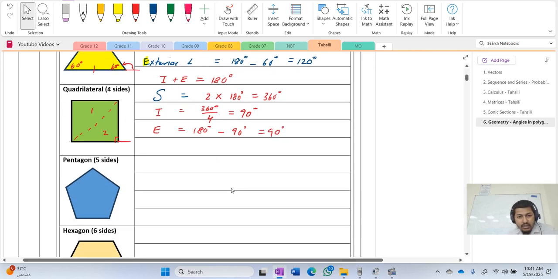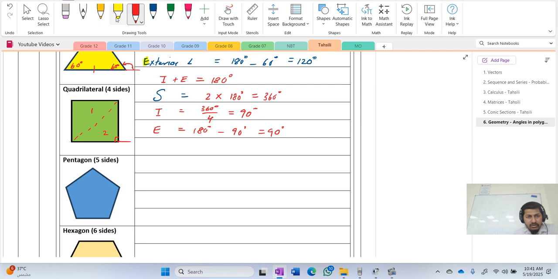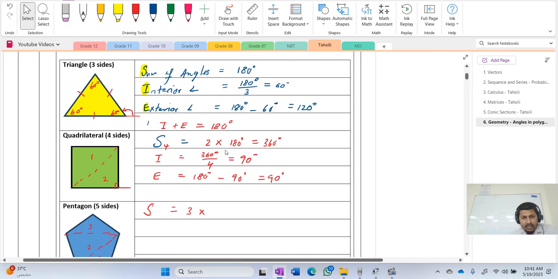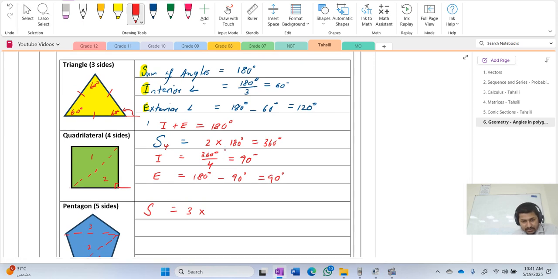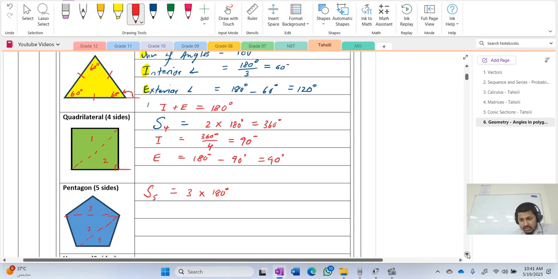Remember the pentagon. A pentagon has 5 equal sides. We can fit 3 different triangles here without overlapping diagonals. So this is 1, 2, 3. So we got 3 triangles, and we can use a number pattern here. This is S4, the 4-sided quadrilateral, and this is S3, so this will become S5, 5 sides, so 3 times 180 degrees. 180 times 3 is 540 degrees.